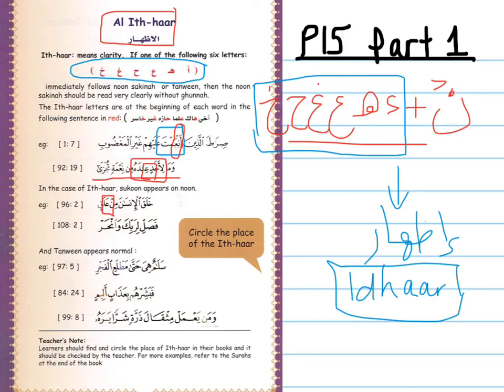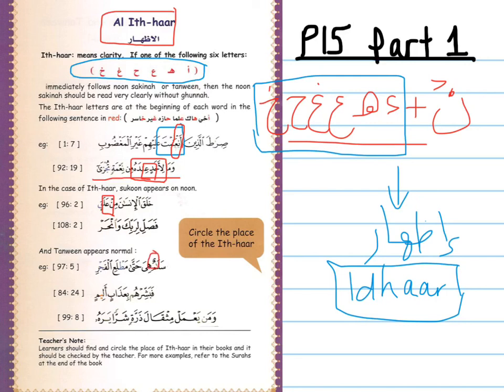فصل لرب. Can you find the Noon? Just here. There's a Noon. What's after this Noon? The Ha. That's a Ha, which comes here. So فصل لربك وانحر. وانحر. So this N is clearly pronounced. How about the next one?